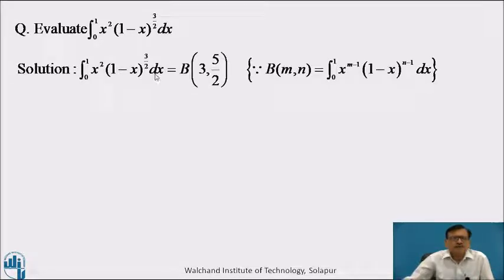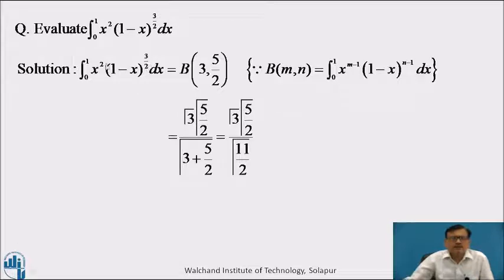Here we can write the given integral as the integral from 0 to 1 of x square into (1 minus x) raised to 3 by 2 dx, equal to beta of 3 comma 5 by 2. Since we have beta of m, n equal to the integral from 0 to 1 of x raised to m minus 1 into (1 minus x) raised to n minus 1 dx, directly the given integral is in the form of x raised to m minus 1 into (1 minus x) raised to n minus 1.